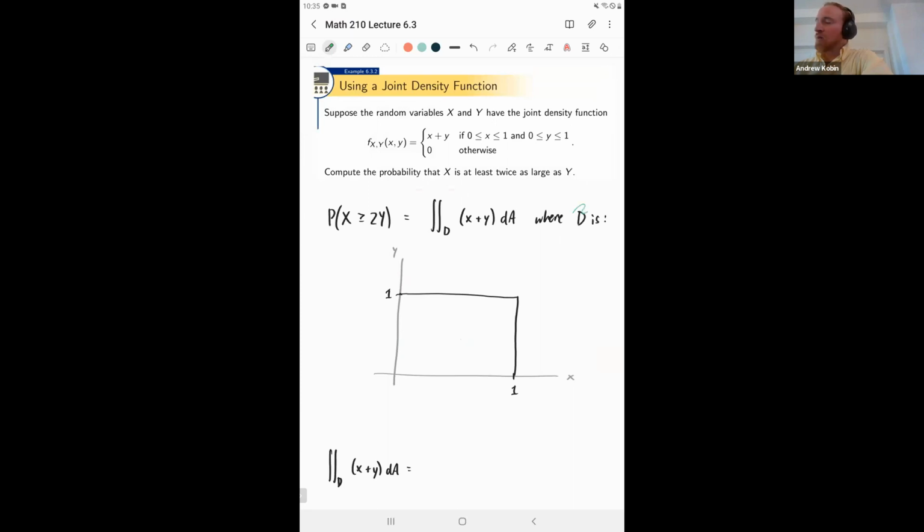And the question asks us to compute the probability that the random variable x outputs a value at least twice as large as the output of capital Y. So what's the probability that x is at least twice as large as y? We can encode that algebraically as this inequality: x is greater than or equal to 2 times y. So that's just coming from the problem.